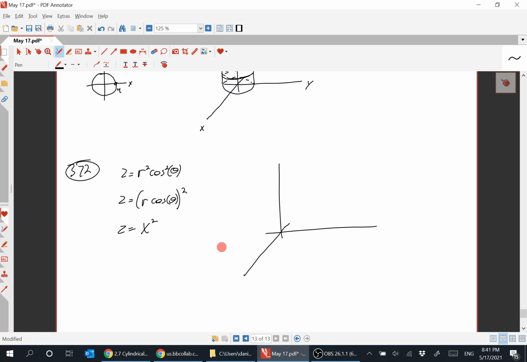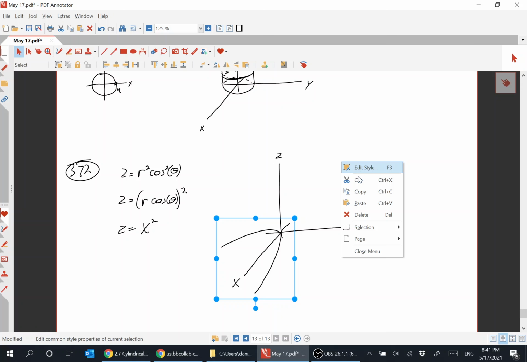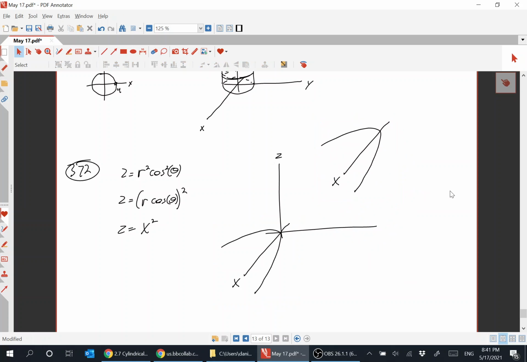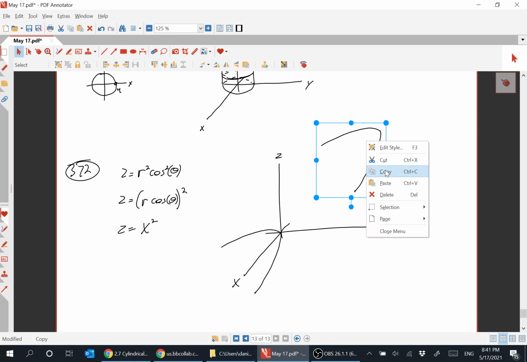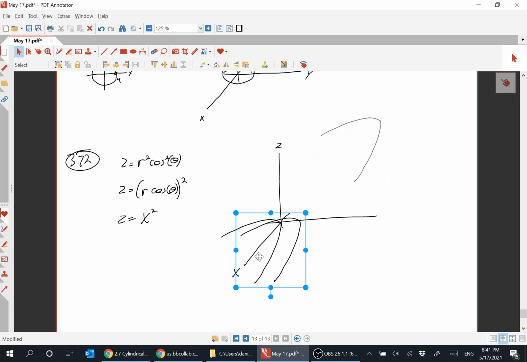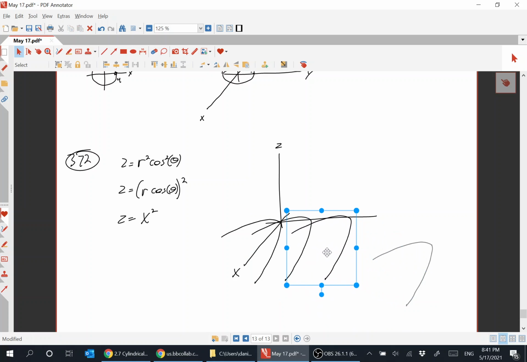Oops, I'm not doing it right. In the xz plane, you have this parabola. And then you just extend that along the y-axis, right? We have y missing in this equation here. Y is missing. So I'm just going to copy, I mean, I know you can't do this unless you've got an electronic thing that you're drawing with, but just to give you the idea of how to do it. It's hard to draw on this thing because the surface of it is slippery, so the stylus just slips.